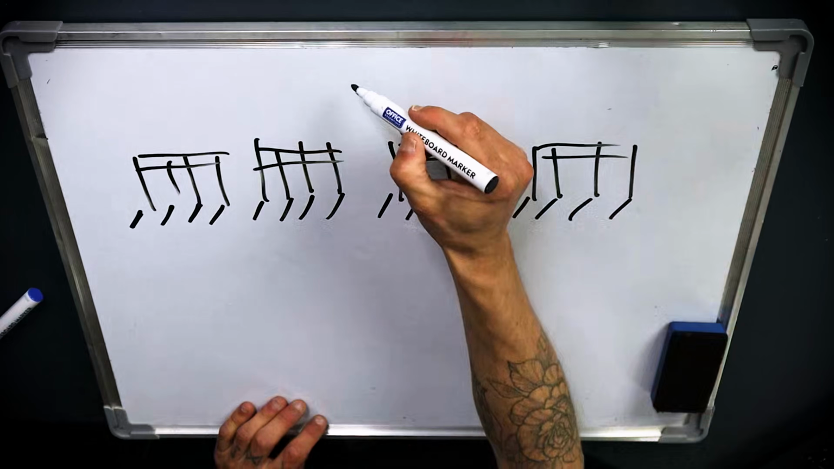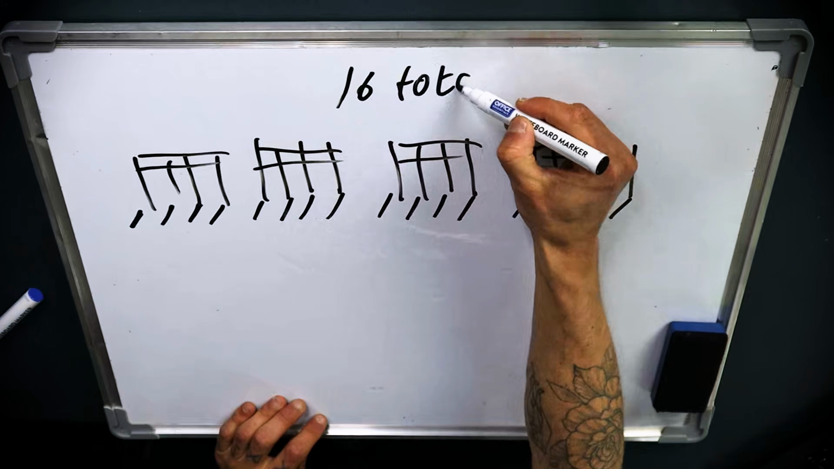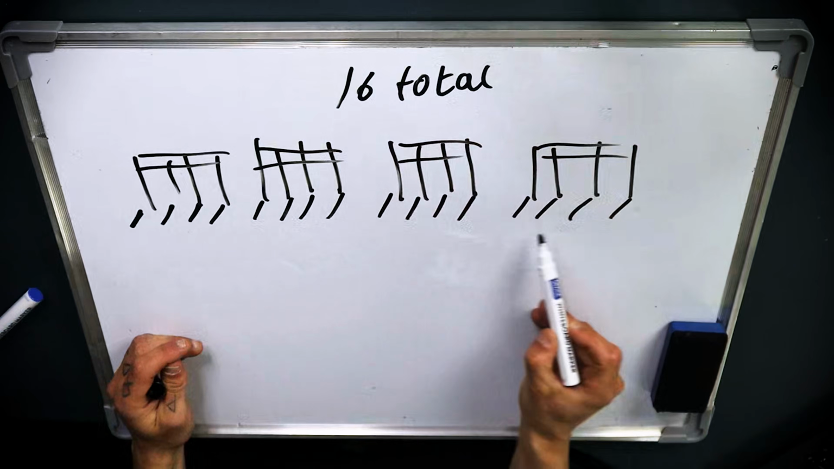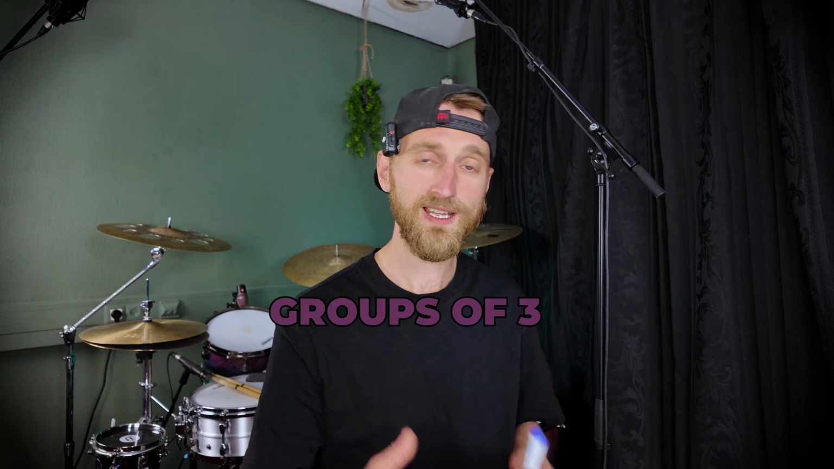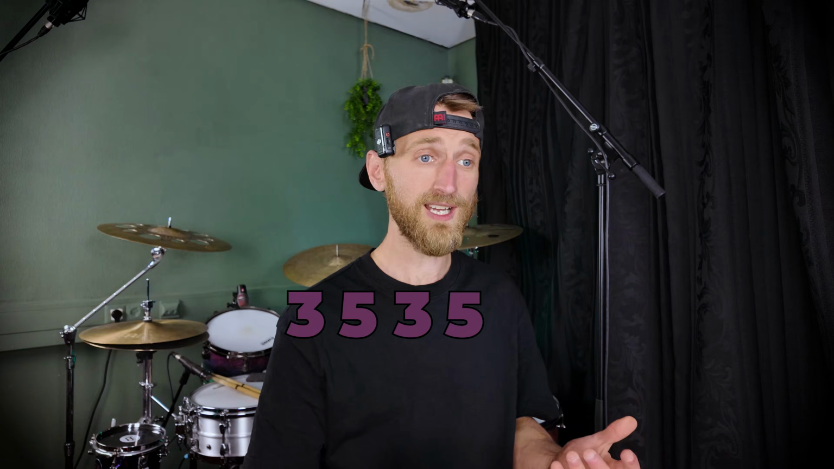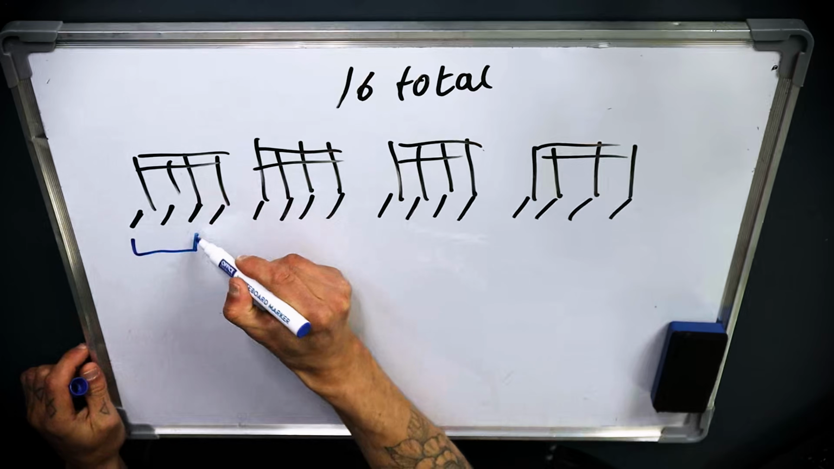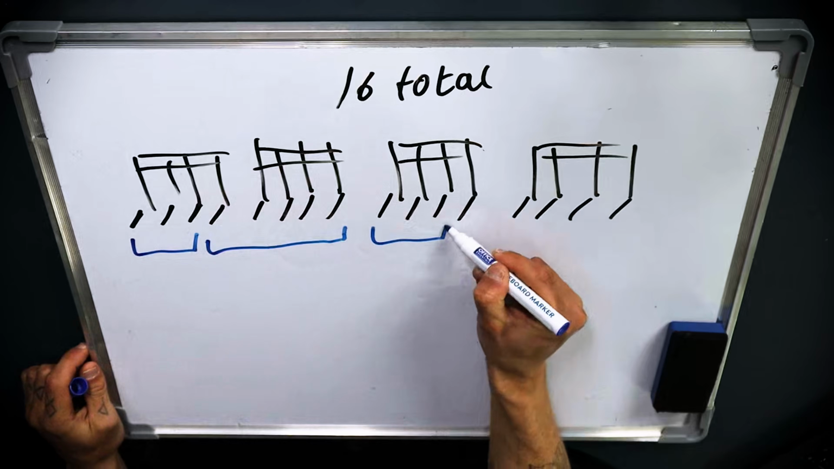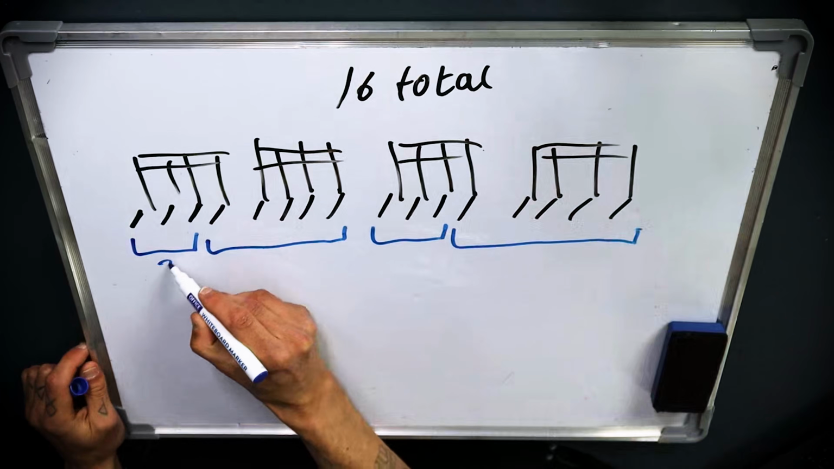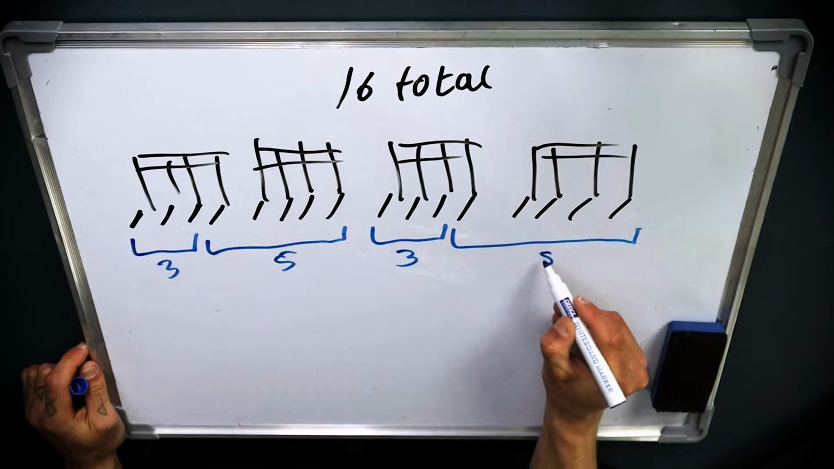But what if we now view those 16th notes as one big group of 16 notes in total? And now instead of seeing them as 4 blocks of 4, we have 16 notes in total. And those 16 notes can be grouped in different groupings. And for today, we're actually going to use groups of 3 and 5. So, for example, if we put a group of 3, a group of 5, a group of 3, and a group of 5 together, we still get 16 notes in total.